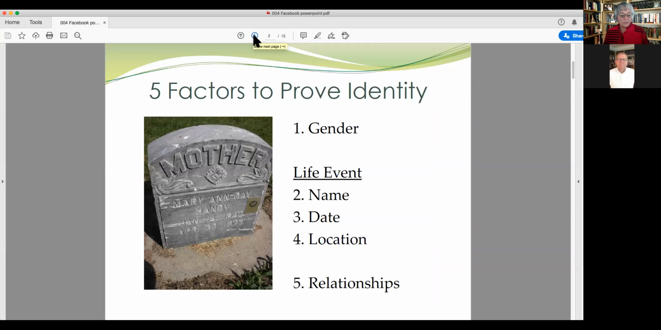Okay, the 5 factors are: number 1 is gender. Number 2, 3, and 4 include a name, a date, and a location of a personal life event. Examples of life events could include a birth, a marriage, a death, or a burial, for example. Number 5 includes one or more family relationships in the family member section on a person's page.